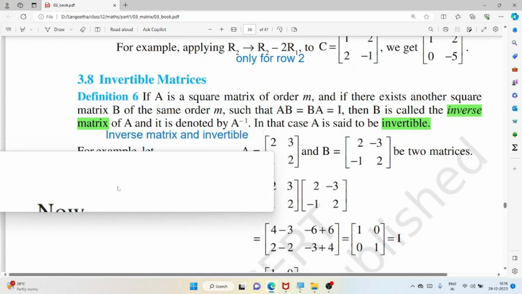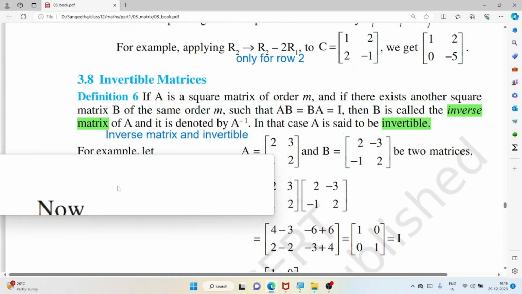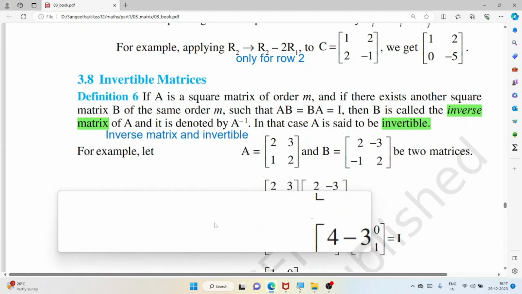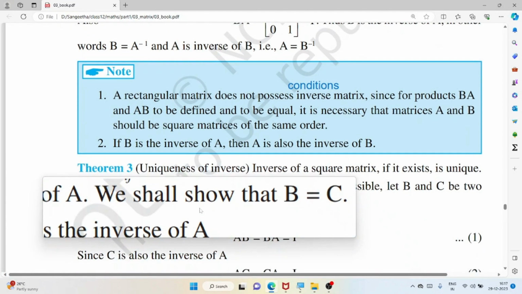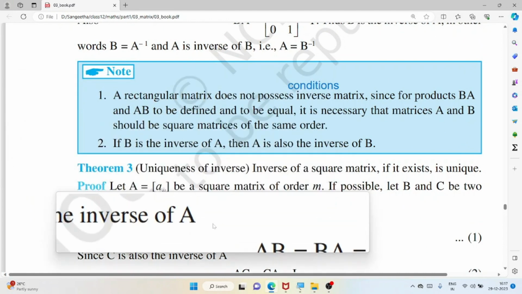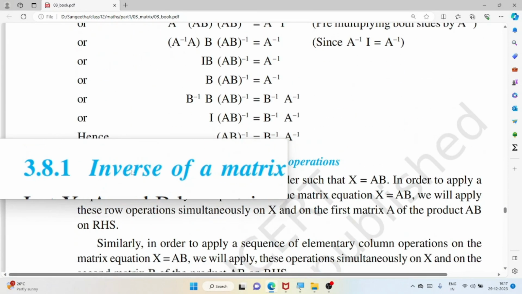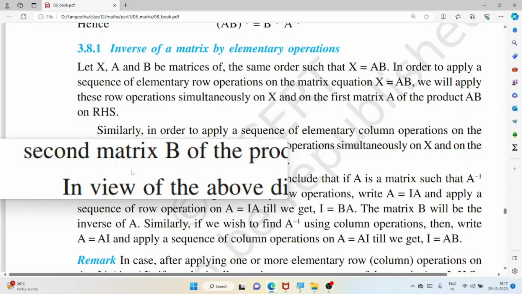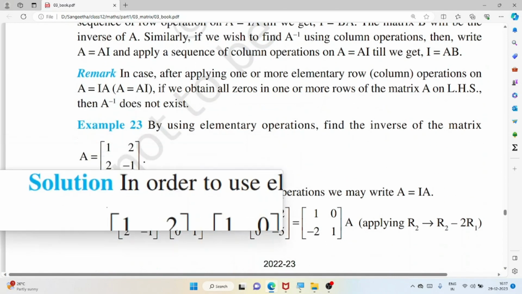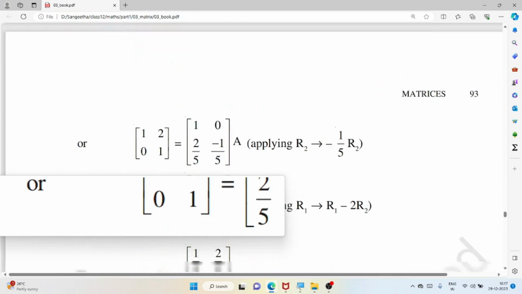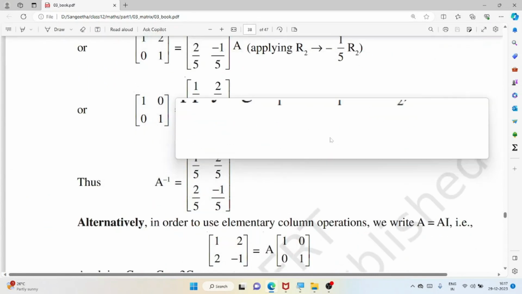These are the definitions of the inverse matrix and invertible. If A is a square matrix of order n, and there exists another square matrix B of the same order such that AB equals BA equals I, then B is called the inverse matrix of A. In this case, A is said to be invertible. These are the conditions, okay? These are the theorems, or the elementary operations. You have to use these elementary operations.